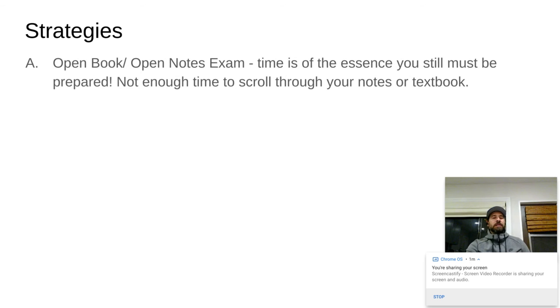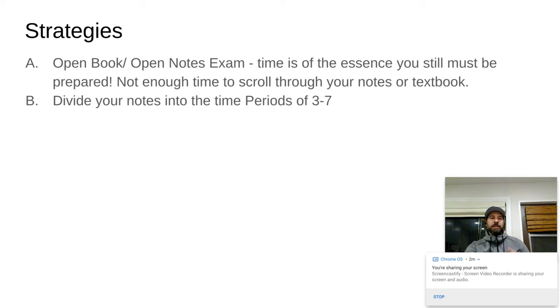Now, strategies. Make sure you realize it's an open book and open note exam, but that doesn't necessarily mean it's going to be easier. Time is of the essence because you only have 45 total minutes. So most likely you'll spend 10 minutes on preparing, doing your outline and organizing your body paragraphs, then 35 minutes to actually write the DBQ, and then a 5-minute downloading period. You do not have time to scroll through your notes or your textbook because time is so important.